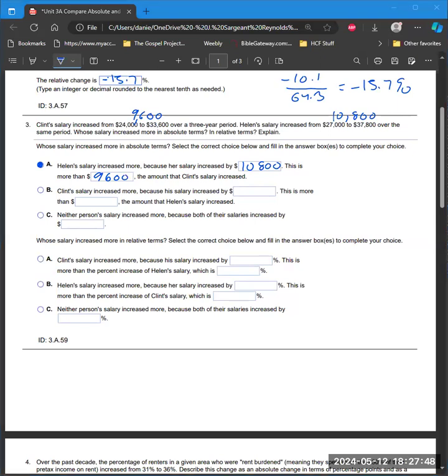The increase in Clint's salary. Whose salary increased more in relative terms? So let's take the 9,600 for Clint and divide it by his 24,000. And his percent change was that it was a 40% increase. And let's take the 10,800 and divide it by 27,000. And I get the same 40% increase here. So neither person's salary increased more because both increased by 40%.